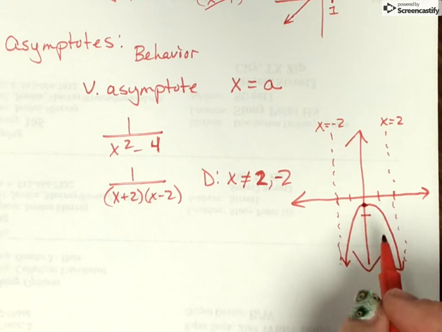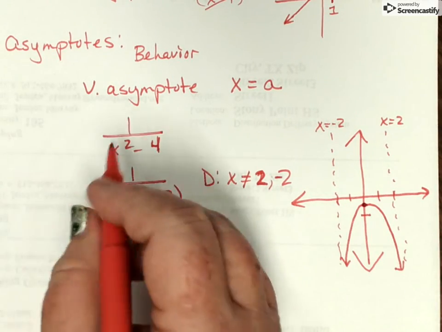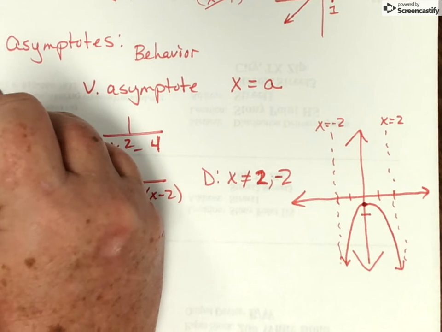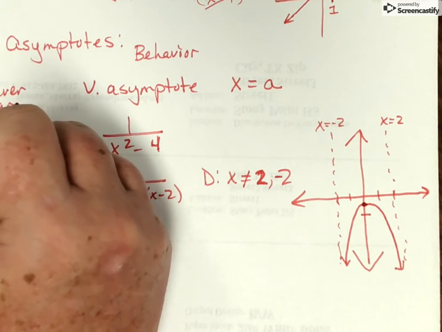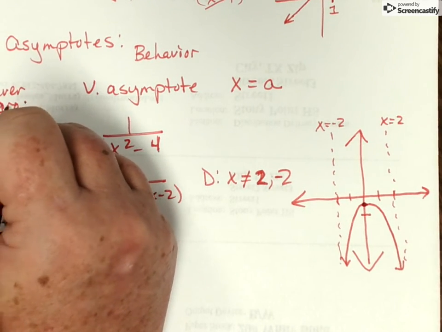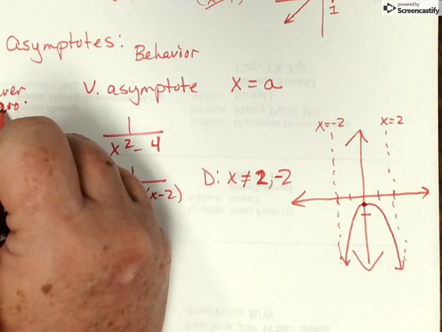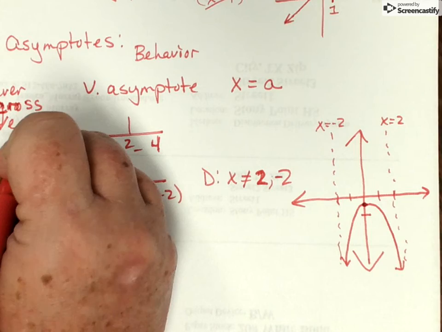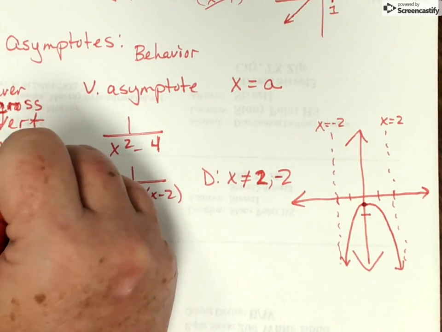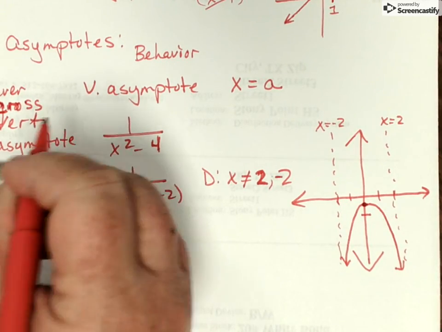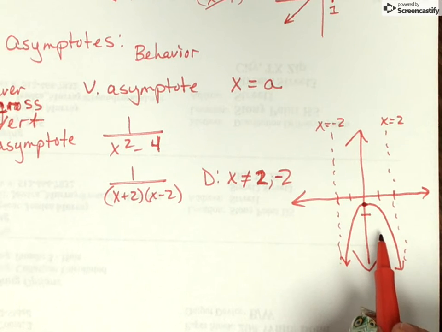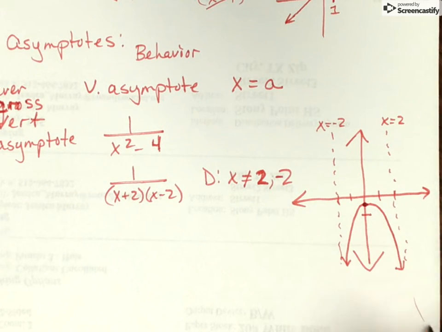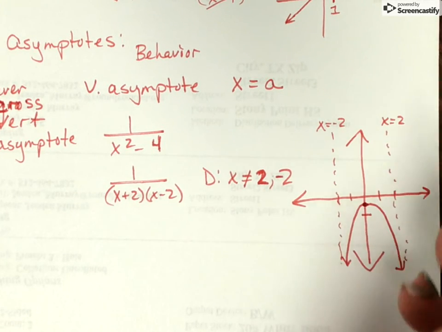But right now you have to recognize that for vertical asymptotes, it will never cross. I was going to write never go across. That's why I started with a G. It will never cross a vertical asymptote. Your graph will never cross a vertical asymptote. It's always going to run towards it and then either shoot off to the ground or shoot up to the sky.